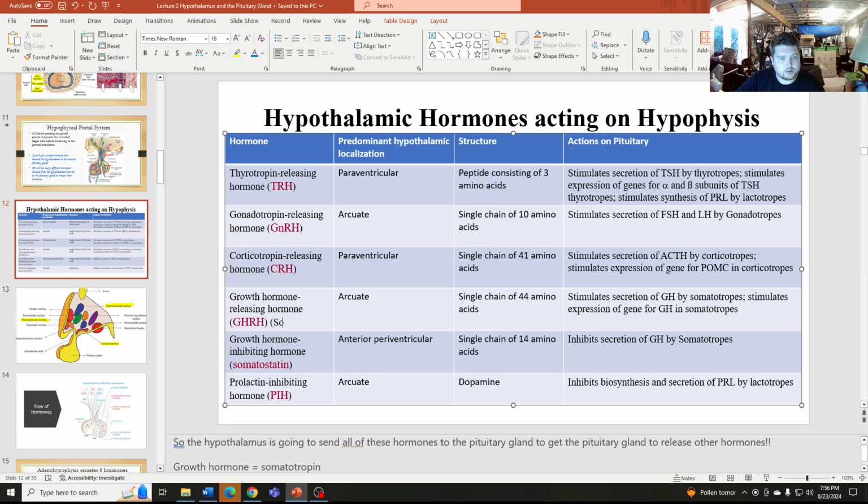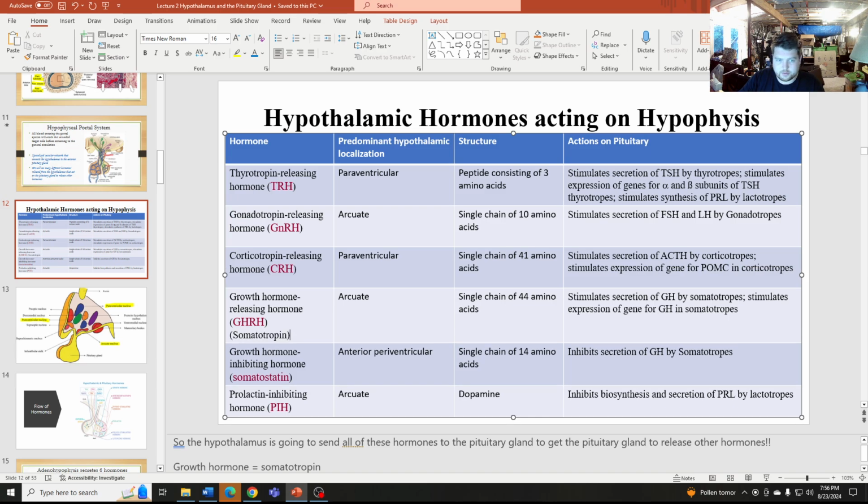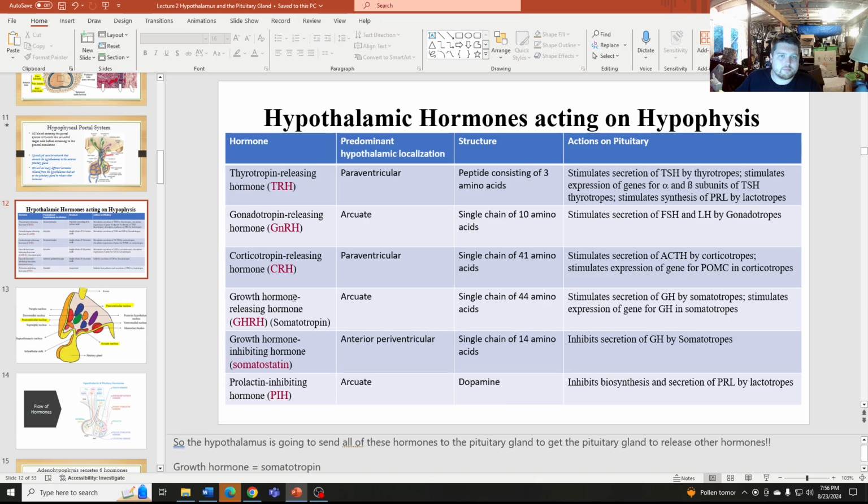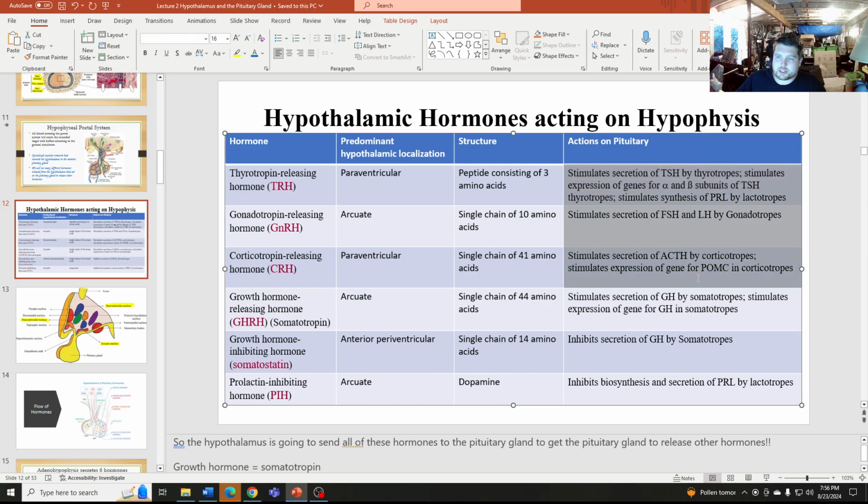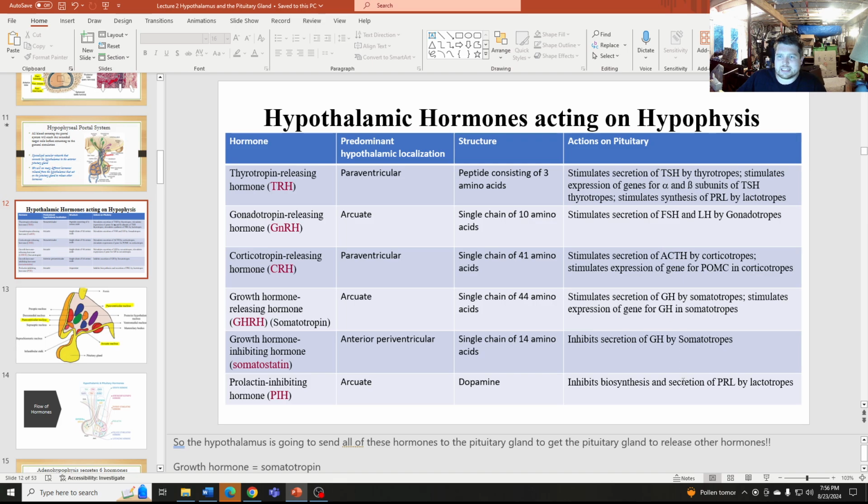Add somatotropin. There. Okay. It's going to give you all of the different actions of everything that's released. We're going to look at each of these individually, not necessarily in depth today, but throughout this course, we're going to look at a lot of those.